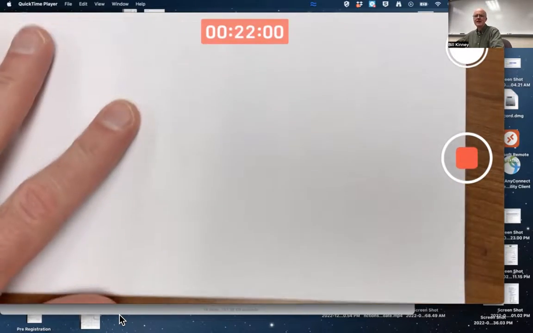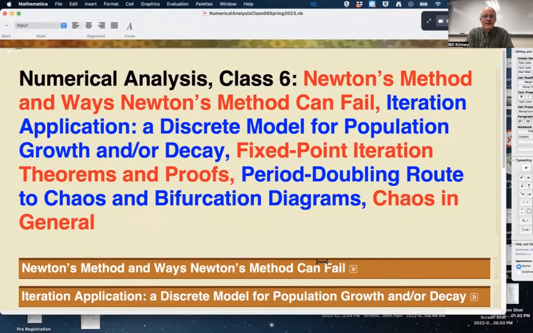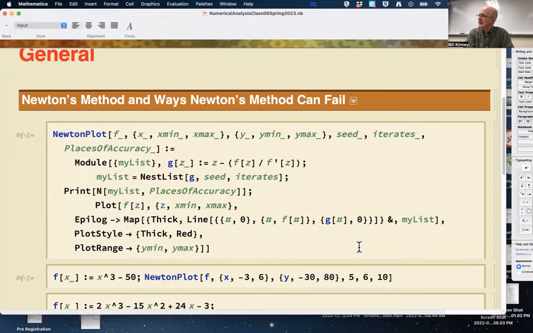Now we're going to use Mathematica for the rest of class to do various things, starting with Newton's method. I've got some code here, and I'll share this with you after class. I've been forgetting that sometimes, so if somebody could remind me, that would be great.